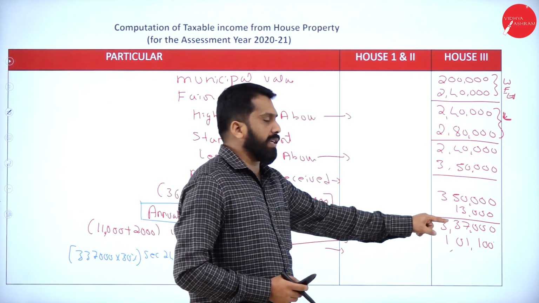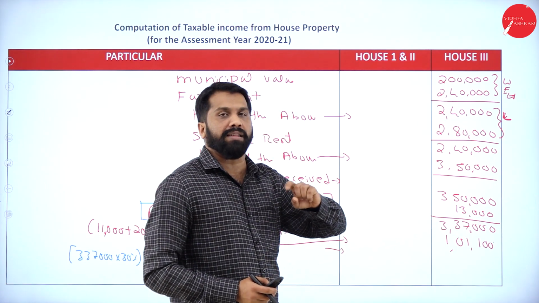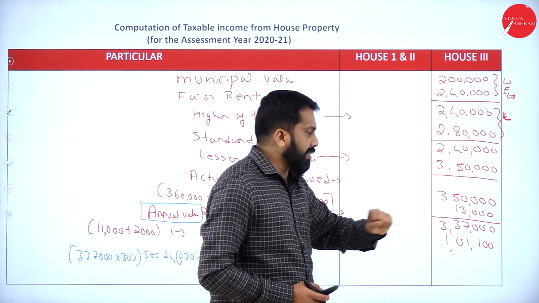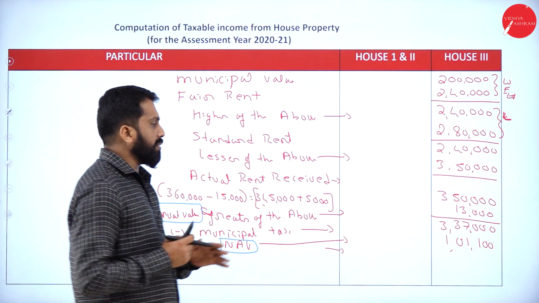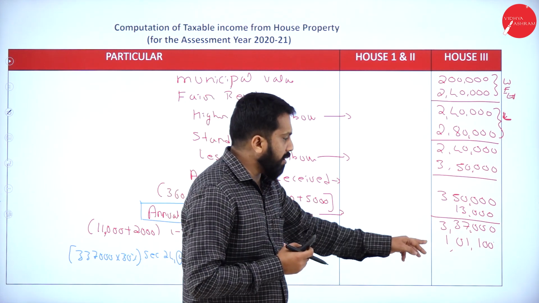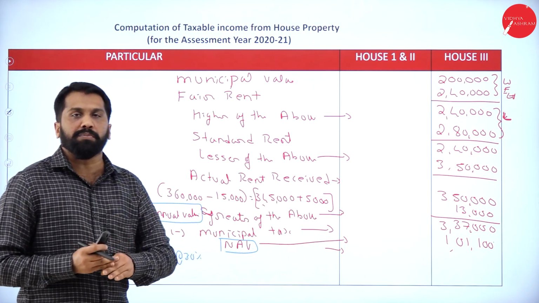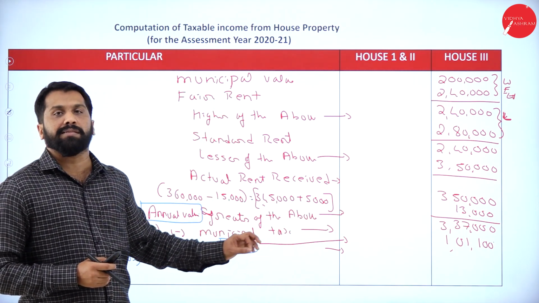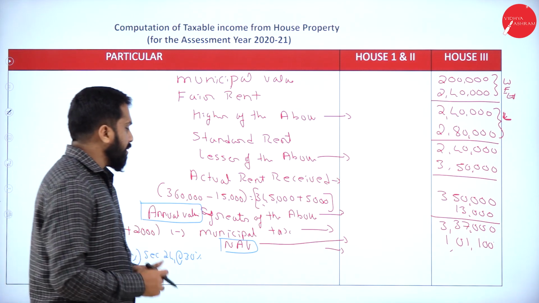For 3 lakh, if you calculate 30%, it is 90,000. For 30,000, if you calculate, it will be 9,000. That is 99,000. For 7,000, if you calculate 30%, it will be 2,100. So 90,000 plus 9,000 plus 2,100, all put together, it comes around 1,01,100. So don't be in confusion. Very simple. 3,37,000 multiplied with 30%. How much you will get? 1,01,100.